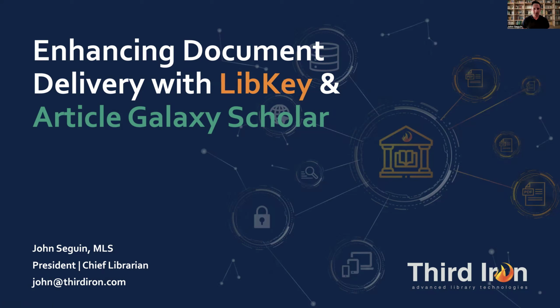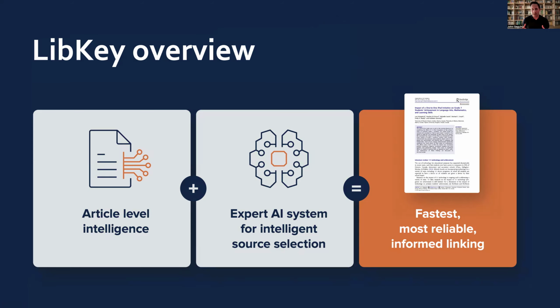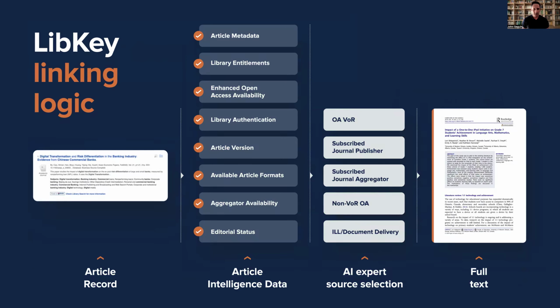So without further ado, just a quick reminder about the overview of LibKey, what LibKey is all about, which is that we use a combination of article level intelligence and an expert AI system for intelligent source selection to create the fastest, most reliable, and informed linking possible. That's at the heart of what we do with the LibKey product, and you can see very quickly how AGS enhances that. So LibKey uses a linking logic that looks something like this.